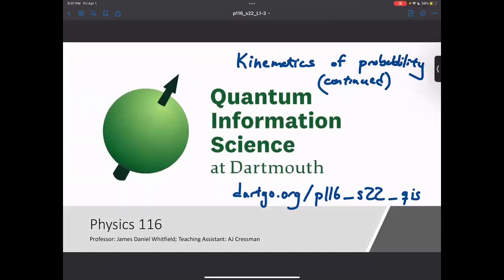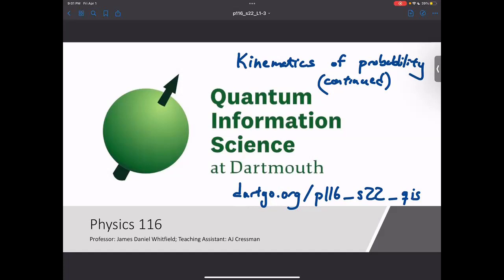Hello, and welcome back to Lecture 3 of Quantum Information Science, Physics 116, where we'll continue our discussion of the kinematics of probability theory. So far, we've been thinking about quantum information starting from probability first. If you don't like the concept of starting quantum mechanics with probability first, then perhaps the fact that this course is quantum information science, the information part of that, really requires us also to bring in probability in a way that will allow us to treat things sophisticatedly.